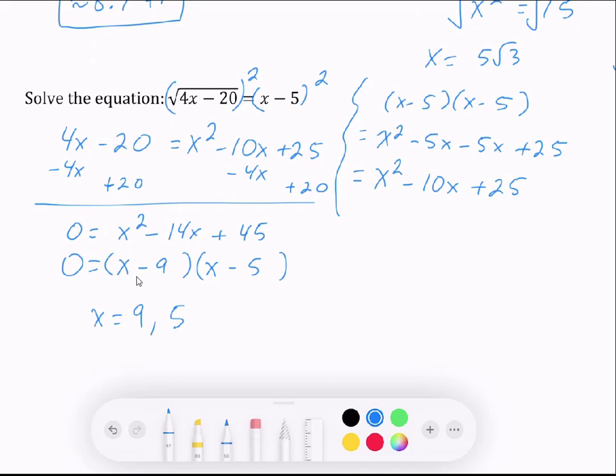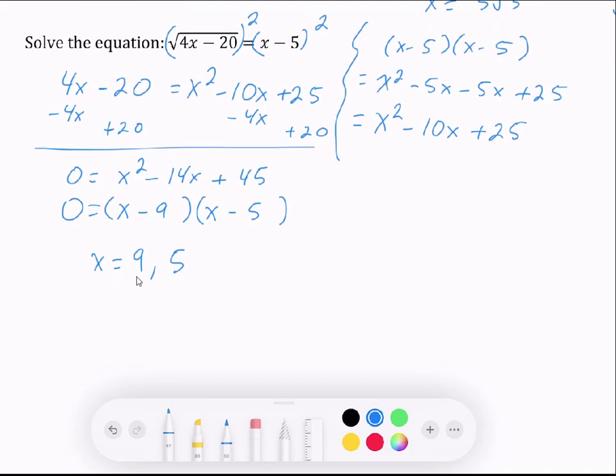No, we're not. We have to check them. One of these could be invalid. Now, I will just tell you, there are times when both of them are valid, there are times when neither one of them is valid, and there are times when just one is. So we do need to check all of these.